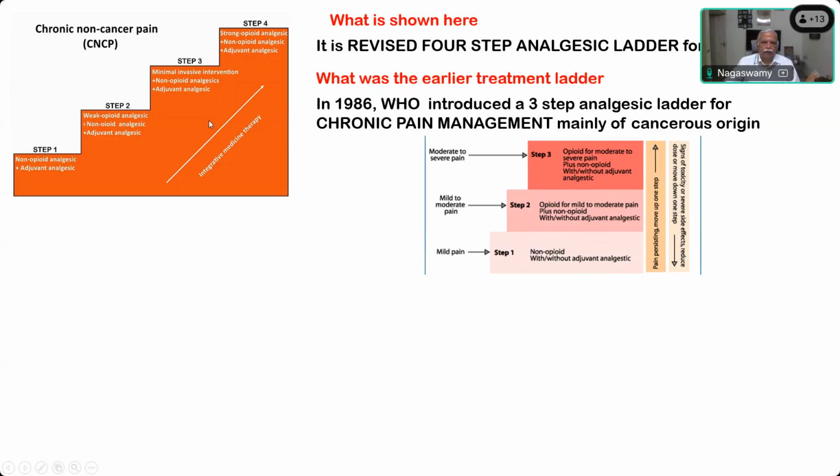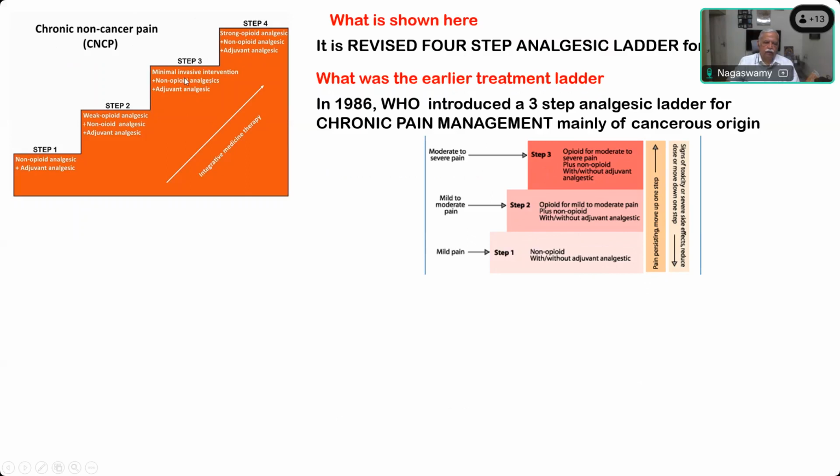Now here it has been modified, because minimally invasive intervention has been included in the 3rd step, along with a non-opioid analgesic and adjuvant analgesic. So step 3, where we were using opioid for moderate and severe pain, has been removed from step 3 and taken to step 4. And here minimally invasive interventions like blocks and other things have been added.